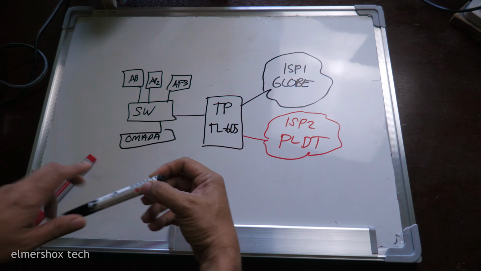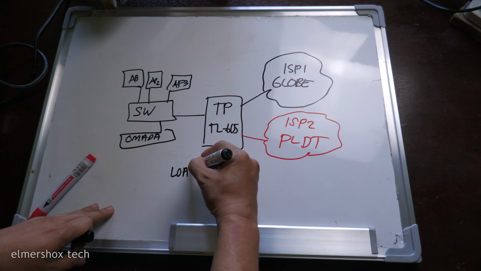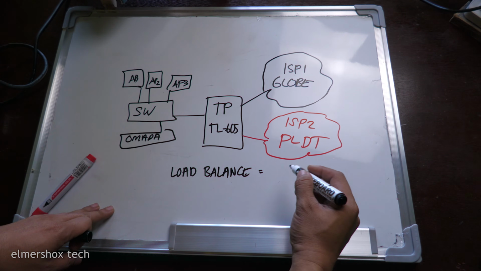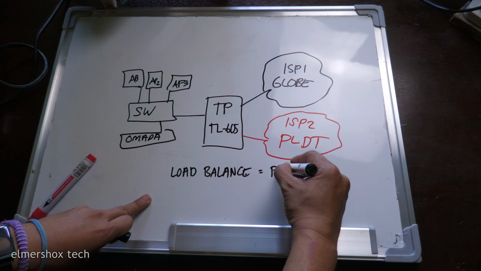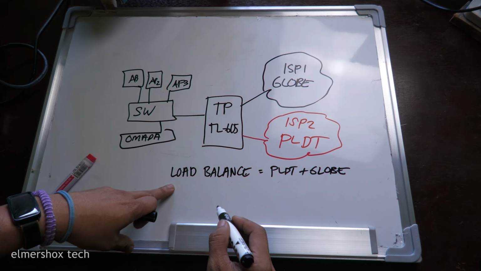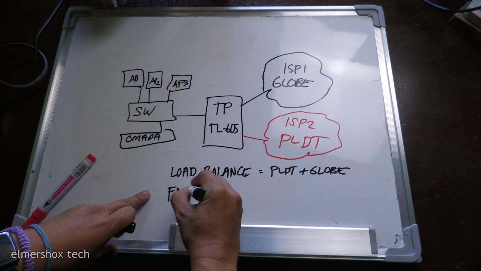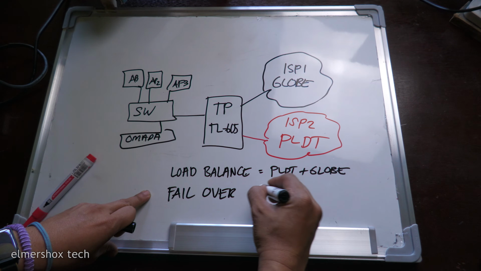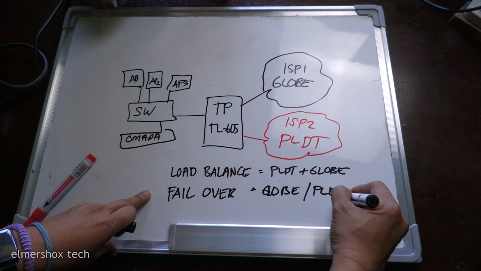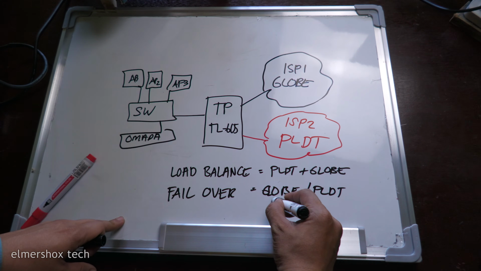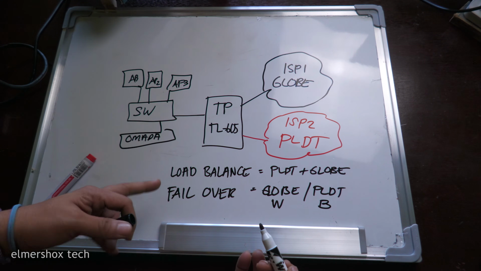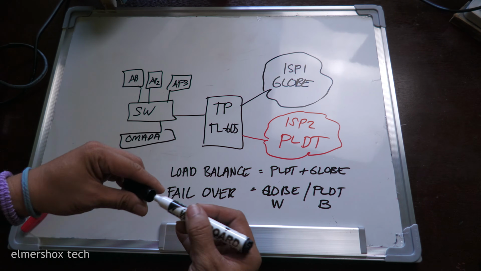There you go. You have a current load balance, where you are adding the PLDT plus Globe config. And for the failover, the Globe or PLDT is working. So one is working, the other one is backup. So that's the current configuration.